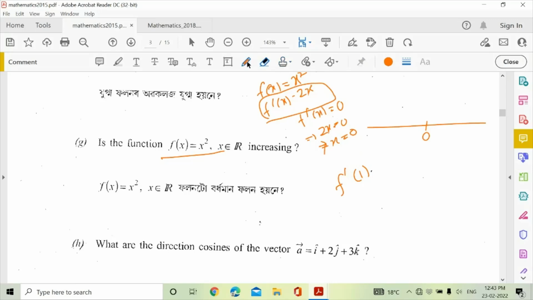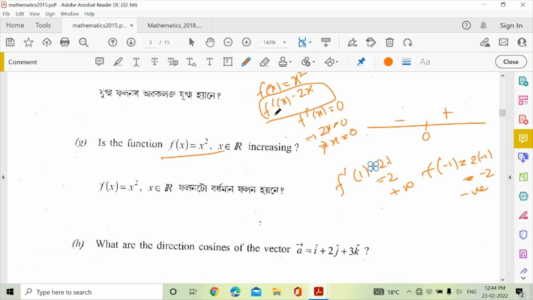So f dash 1 is equal to 2 into 1. Answer is what? 2. That means this one is positive. So write down plus. Consider a number less than 0. Suppose minus 1. So f dash minus 1 is equal to what? 2 into minus 1. Answer is minus 2. That means negative. So you have to write down minus.